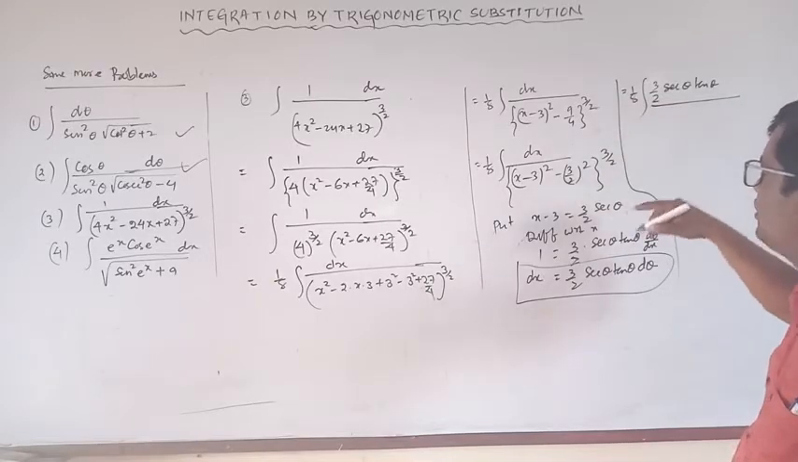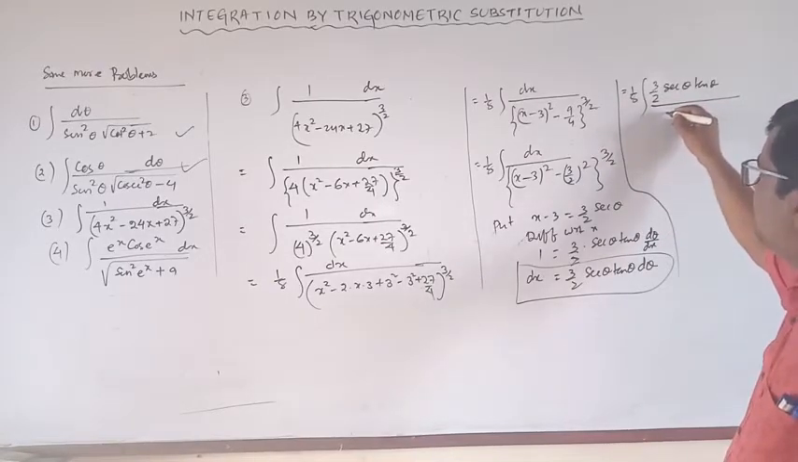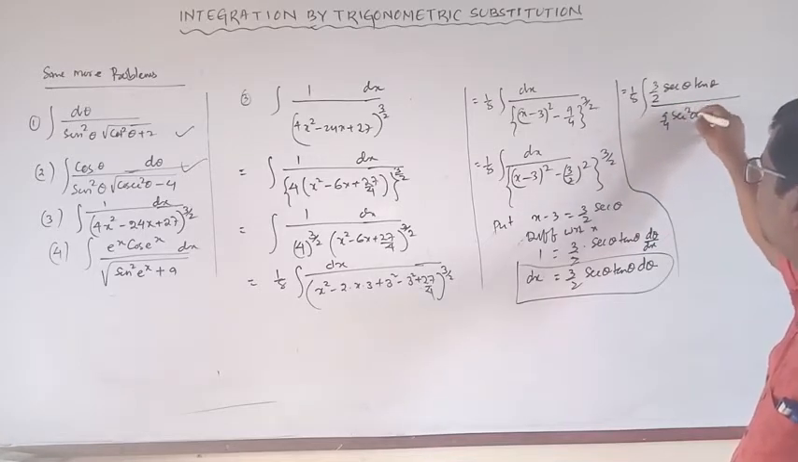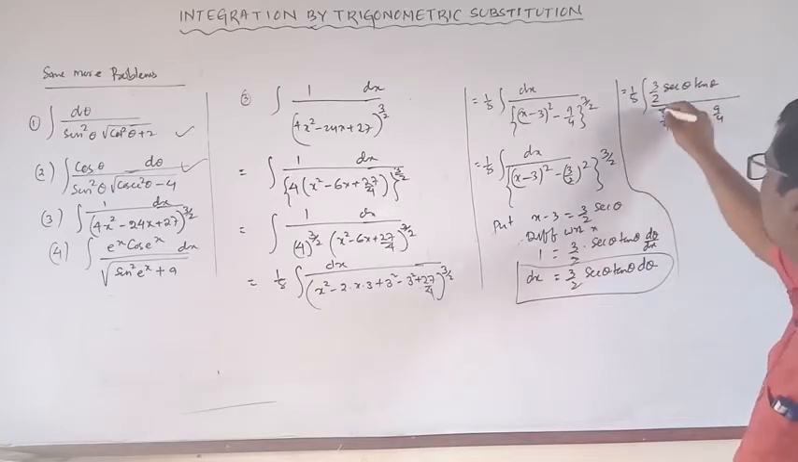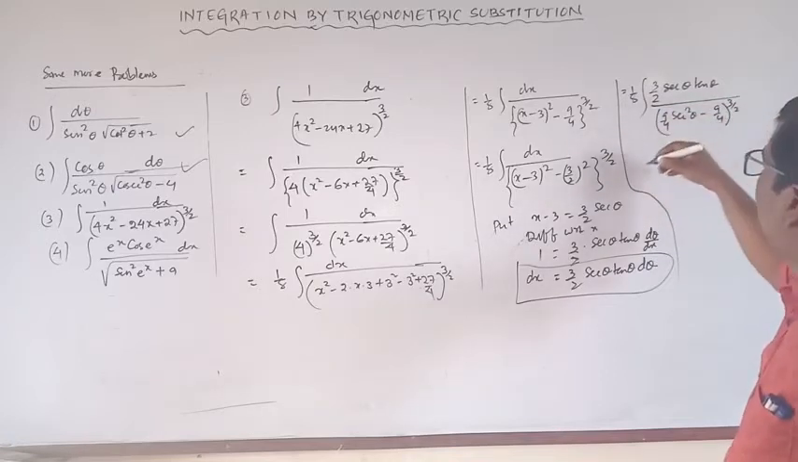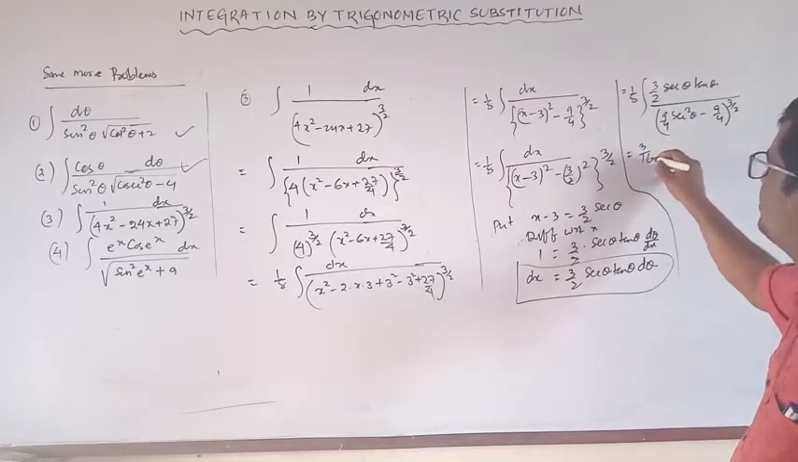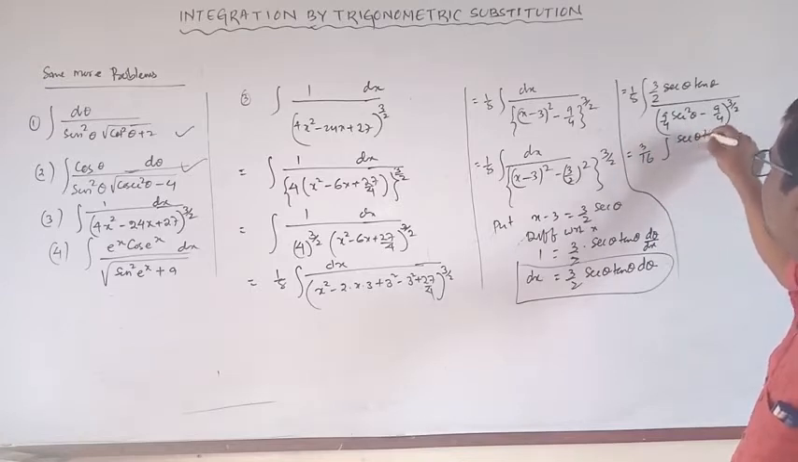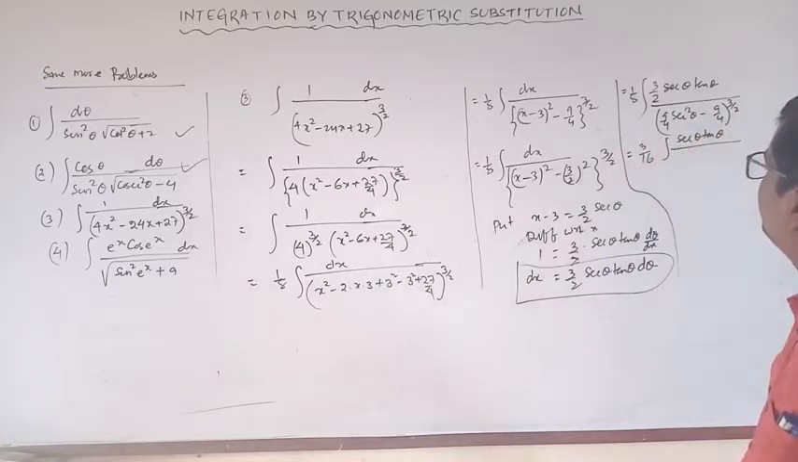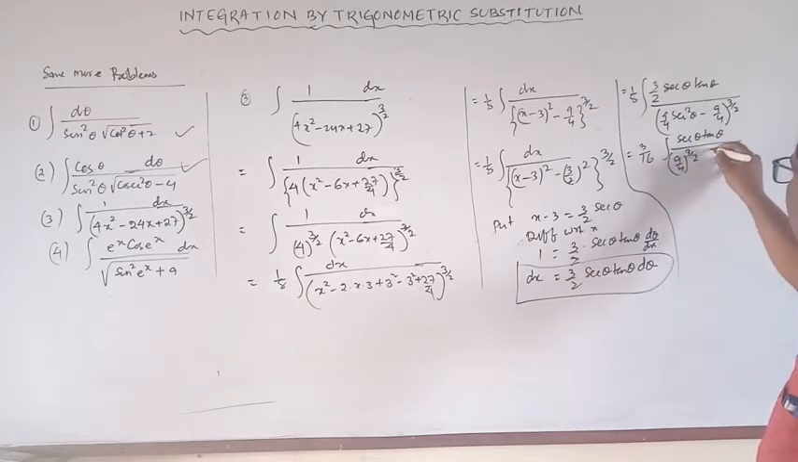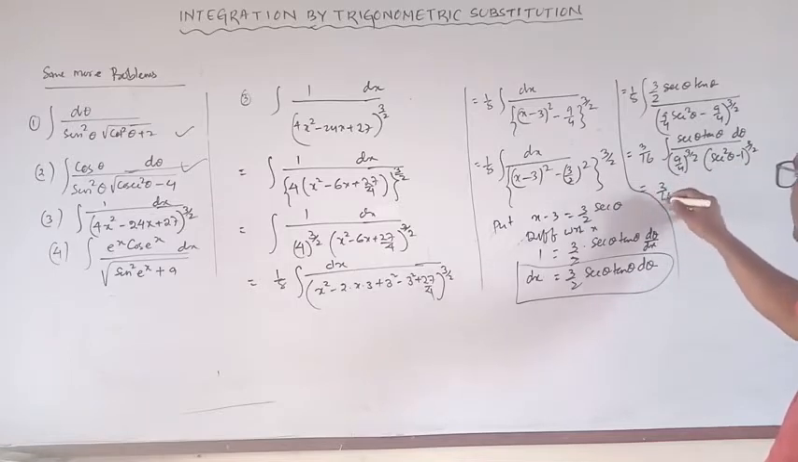This is x minus 3 means 3 by 2. This is 9 by what? This is 9 by 4 sec square theta minus 9 by 4, to the power 3 by 2, and this is equal to 3 by 16 sec theta into tan theta divided by 9 by 4 common, 9 by 4 to the power 3 by 2 into sec square theta minus 1 to the power 3 by 2 into d theta.